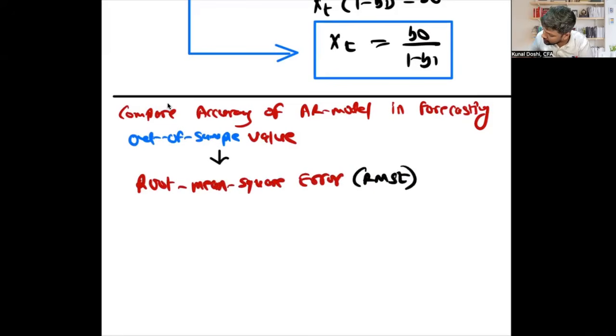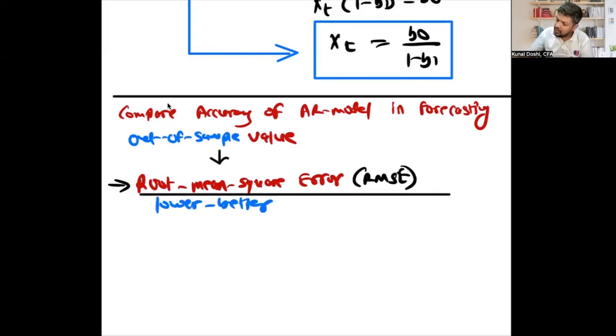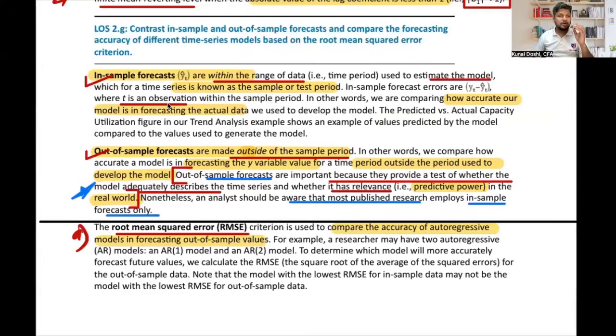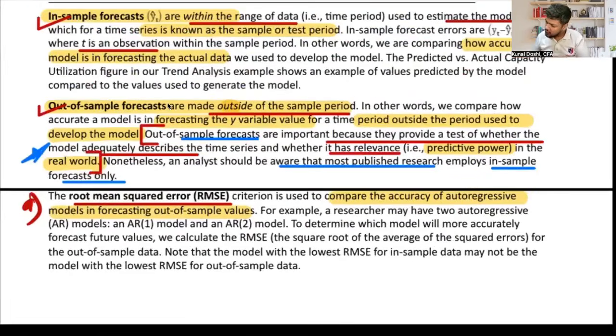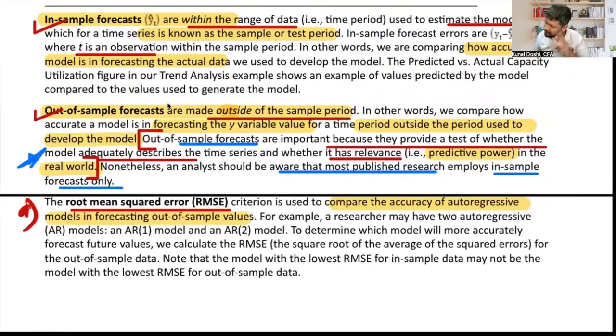Remember, the lower the error, the better it is. First of all, we want this to be lower. Now we'll discuss some components about it, but again, you do not have to memorize it. For example, a researcher may have two AR models, AR1 and AR2. Which one should I use? Of course, I will choose the one which has lower error.